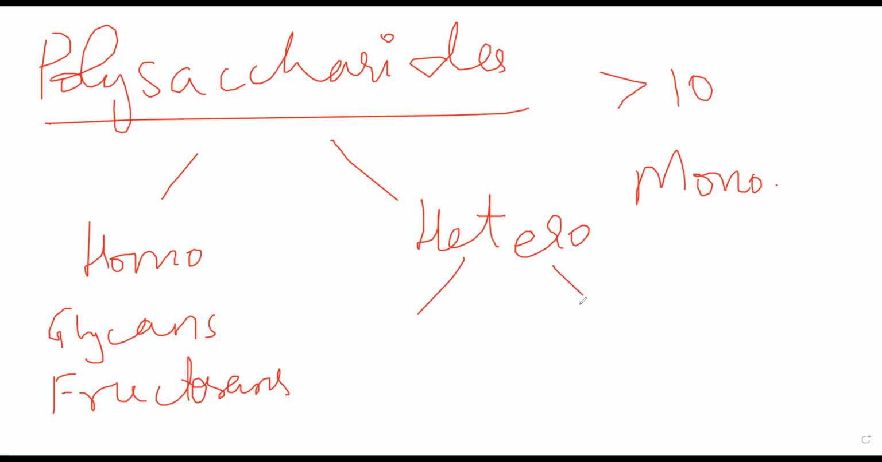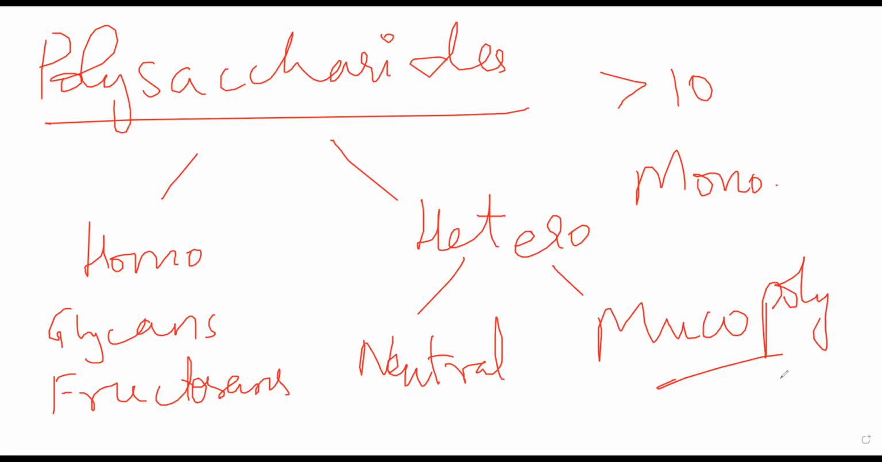Heteropolysaccharides are as well of two types. You can have neutral sugars. These are all sugars which have more than 10 monosaccharide units. Okay, it's just that depending on their placement, you have different types. And mucopolysaccharides. Okay, heteropolysaccharides further have two types: mucopolysaccharides and neutral polysaccharides.